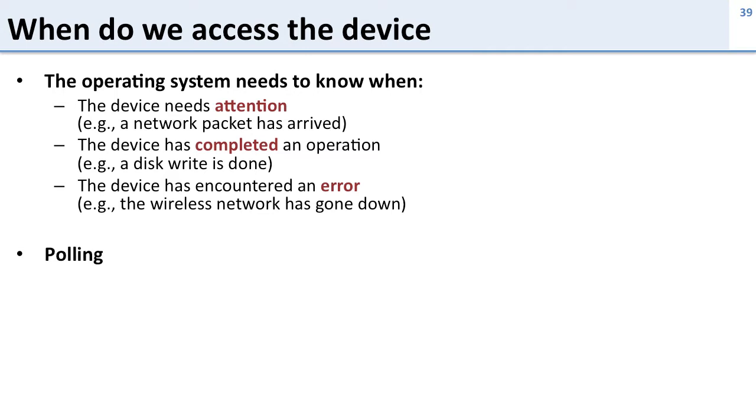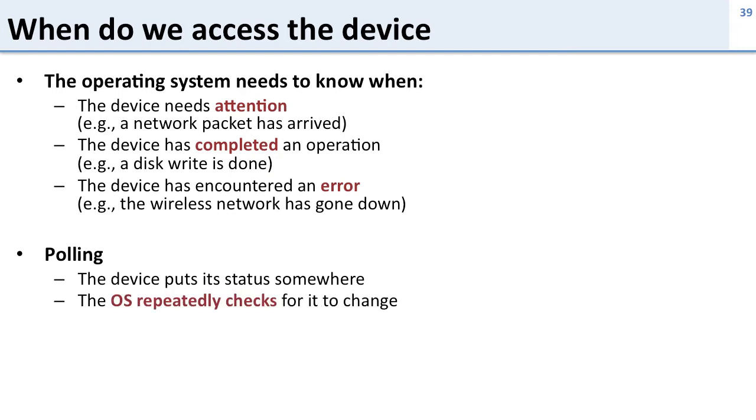There are two ways we can do this to have the operating system know what's going on with the device. The first is called polling. In polling, the device puts its status somewhere, and the operating system just checks and checks and checks for it to change. In fact, it keeps checking over and over again until the device changes its status.